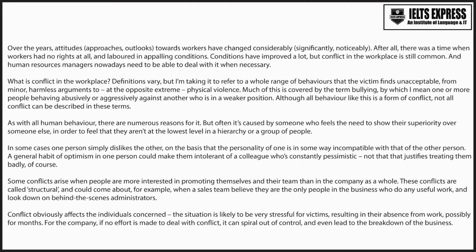Conflict obviously affects the individuals concerned. The situation is likely to be very stressful for victims, resulting in their absence from work, possibly for months. For the company, if no effort is made to deal with conflict, it can spiral out of control and even lead to the breakdown of the business.